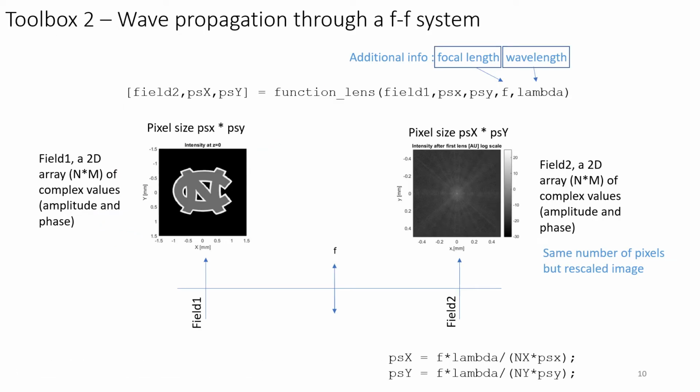We have also written a MATLAB function to simulate this operation. In field 1, we supply the complex field at a distance f from the lens. The 2D grid is matched to a specific pixel size psx, psy along each axis, and the model parameters f and lambda. The output of this function is a complex field, field 2, on the other side of the lens at a distance f. The number of elements in field 2 and field 1 is the same, but their physical spacing is different and matches a new sampling of the space with new pixel sizes, ps big X and ps big Y.